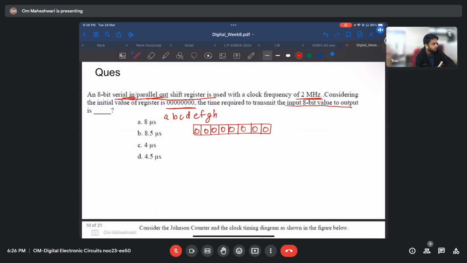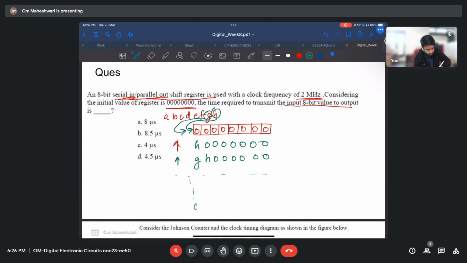How this will work is, in the first cycle, this H will go in. It will be like H 0 0 0 0 0 0 0. In the second cycle, this G will go in, so it will be G H 0 0 0 0 0 0. Similarly, until all A, B, C, D, E, F, G, H are fed in, right? That is what we have to find, the number of cycles.